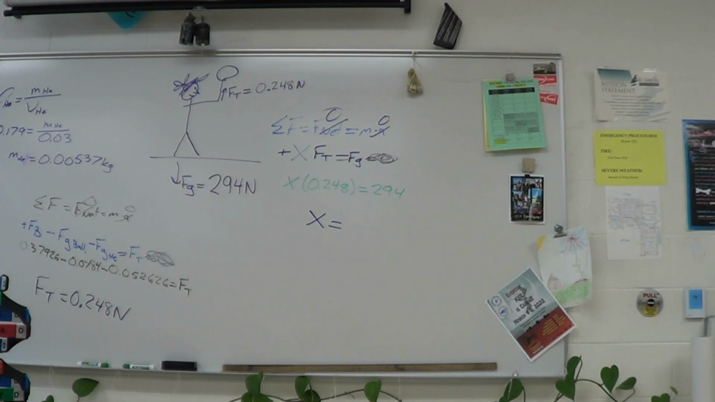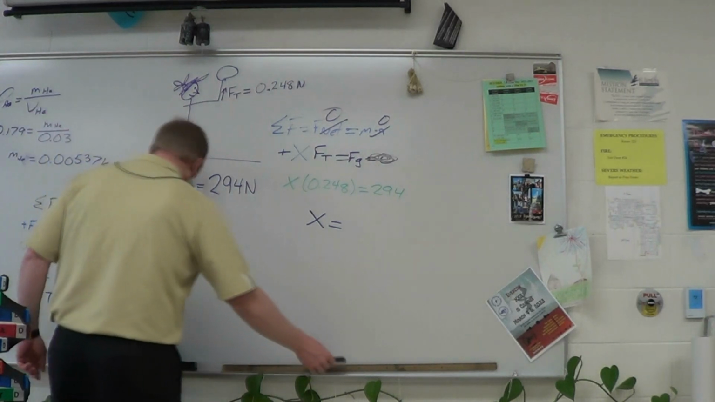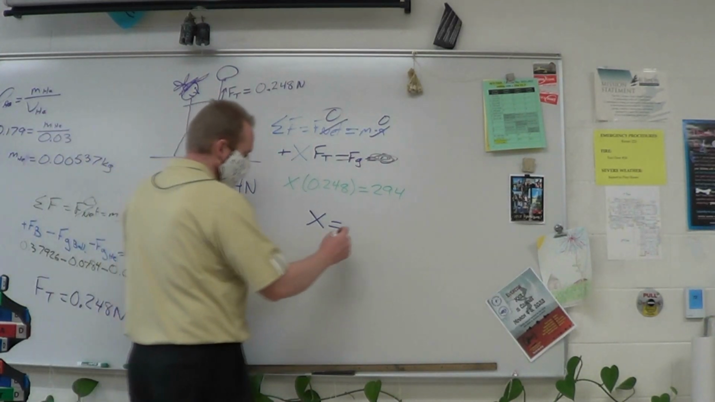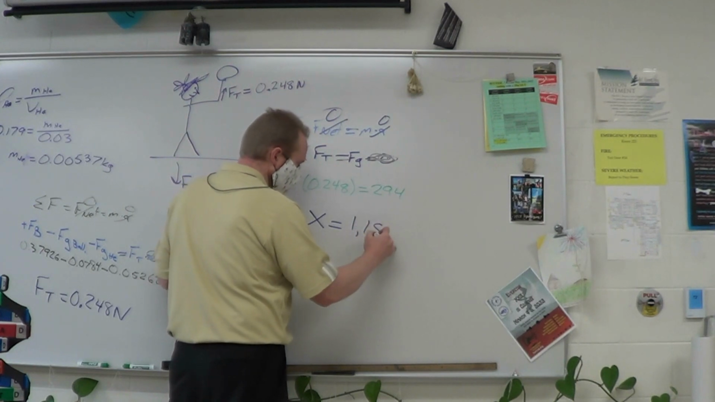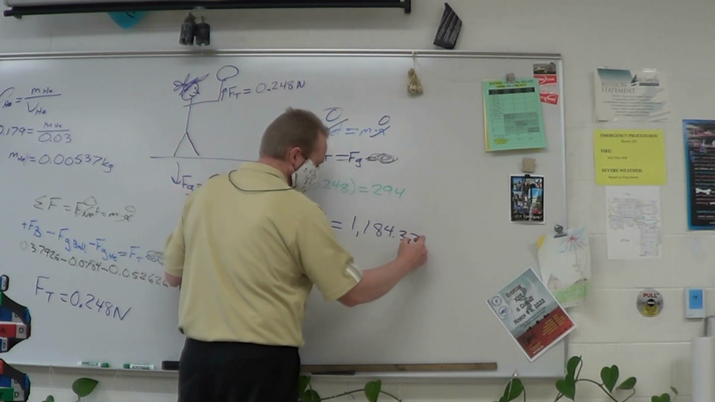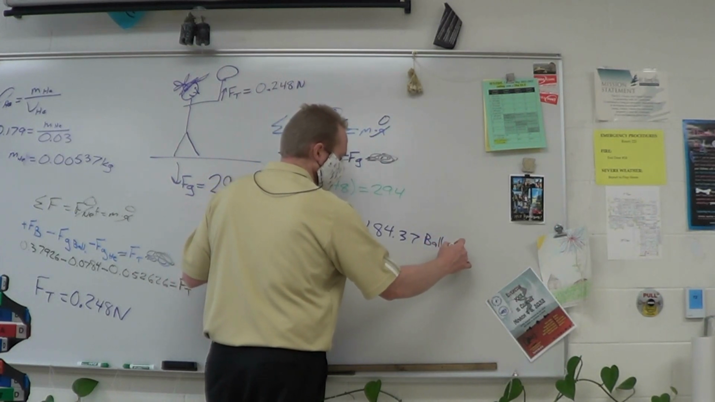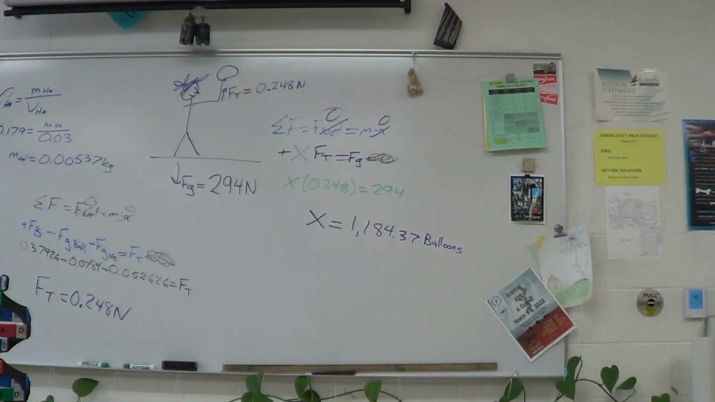Now I'm going to use my full 0.248234 number, and X is equal to 1,184.37 balloons. Now, that number of balloons is the number of balloons it'll take him to not move, to not change his velocity, to not accelerate. According to the scale, he weighs nothing. He's on that verge of being lifted up, but he's not being lifted up quite yet.